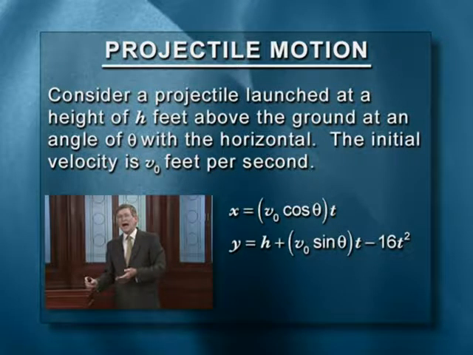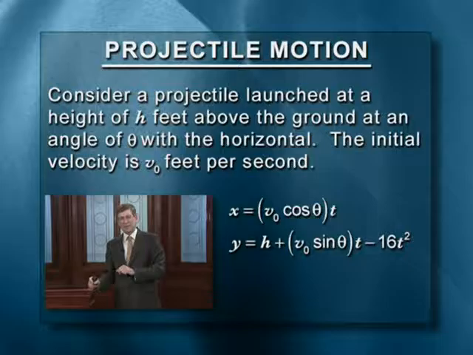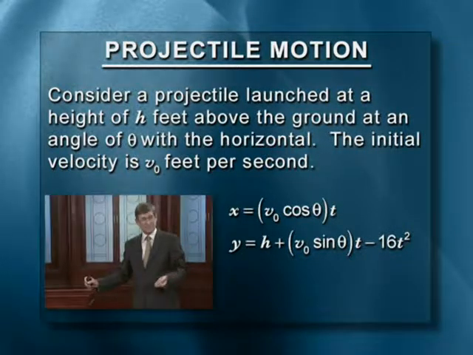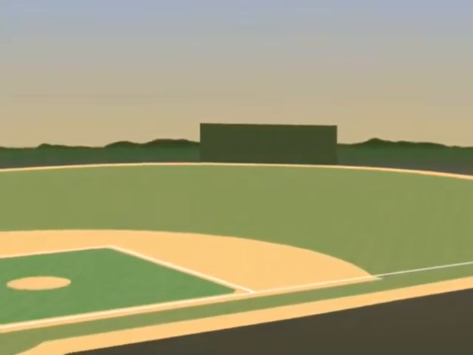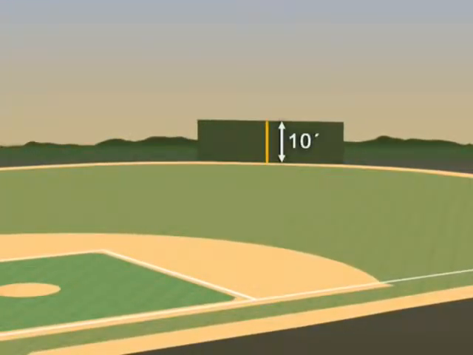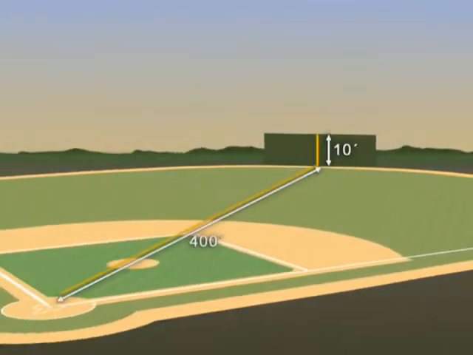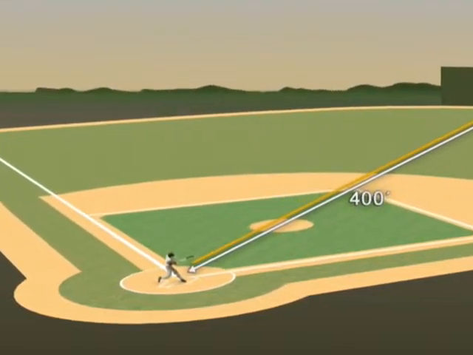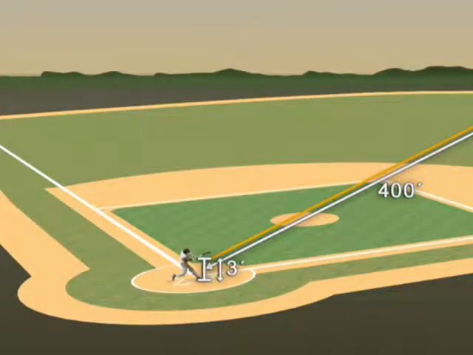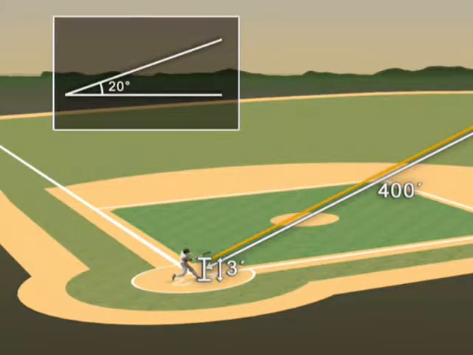How about a particular example of these formulas? We'll use my favorite sport, baseball. Here's the setup. You're in a ballpark, and the center field fence is 10 feet high, and it's 400 feet from home plate. So there's center field way out there, a 10-foot fence. Somebody's hitting a baseball, making contact 3 feet above the ground at an angle of 20 degrees. So they're hitting it with their bat at a 20-degree angle above the horizontal.